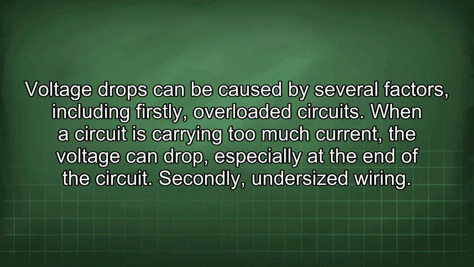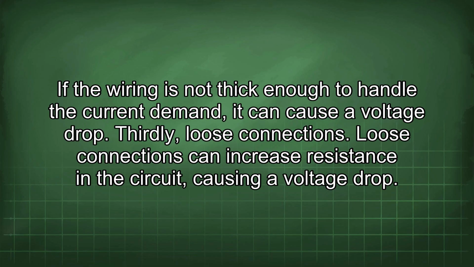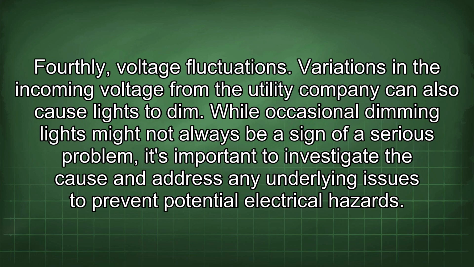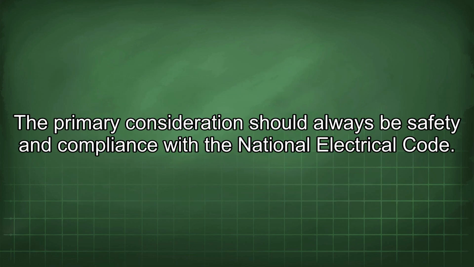Secondly, undersized wiring. If the wiring is not thick enough to handle the current demand, it can cause a voltage drop. Thirdly, loose connections. Loose connections can increase resistance in the circuit, causing a voltage drop. Fourthly, voltage fluctuations. Variations in the incoming voltage from the utility company can also cause lights to dim. While occasional dimming lights might not always be a sign of a serious problem, it's important to investigate the cause and address any underlying issues to prevent potential electrical hazards. The primary consideration should always be safety and compliance with the National Electrical Code.